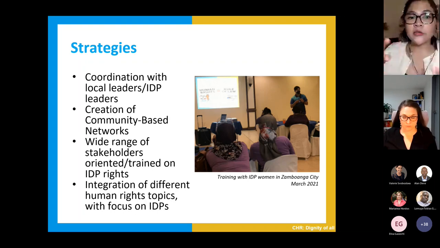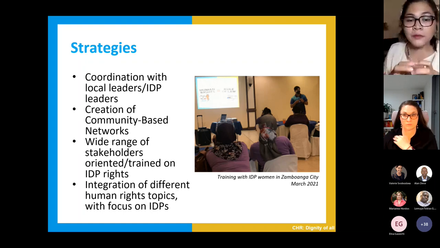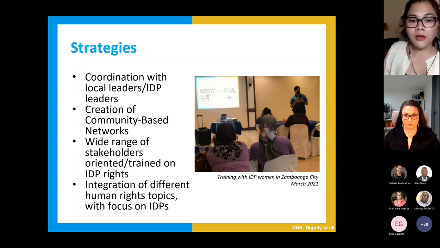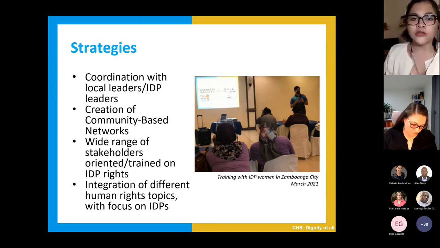Also, we create community-based networks. Community-based networks are groups of IDPs who would like to become our focal persons in the areas where they are. They act as monitoring support. So when we do the monitoring, they assist in the conduct of activities. Also, they refer issues to the Commission, or they also use the referral pathways that are available in their areas.